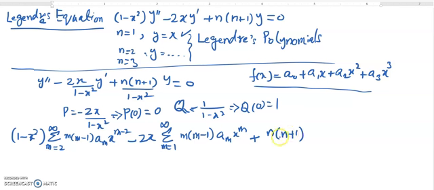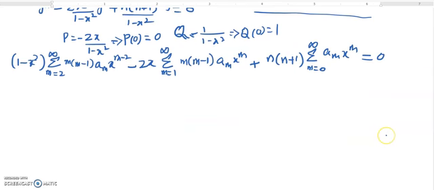So we can take n into n plus 1, sigma m is equal to 0 to infinity, so it will be a_m x^m, and then that is equal to 0. So now we have represented the given Legendre's equation into the sigma notation for a power series.